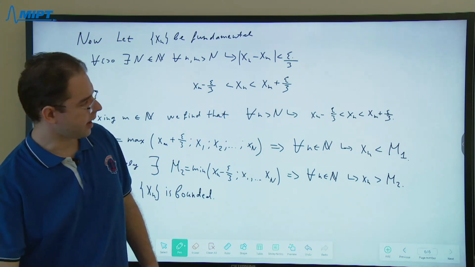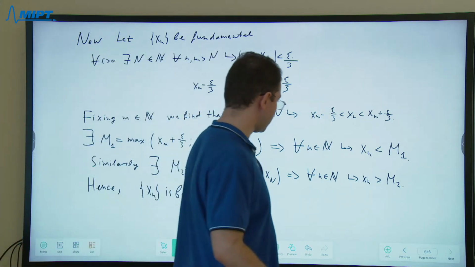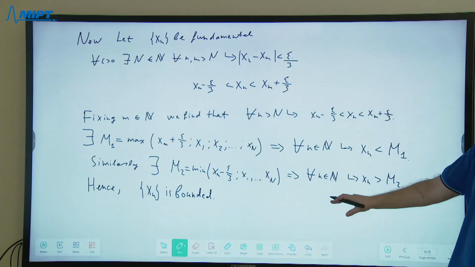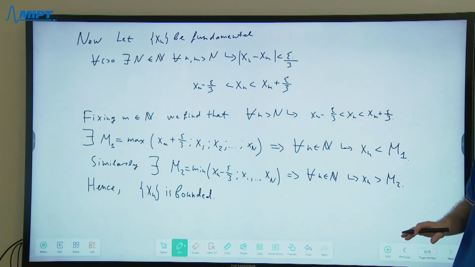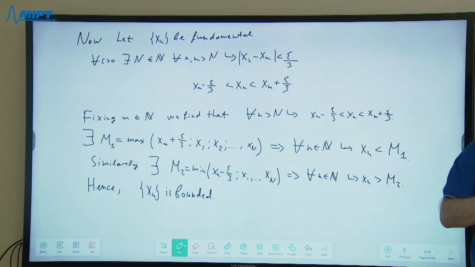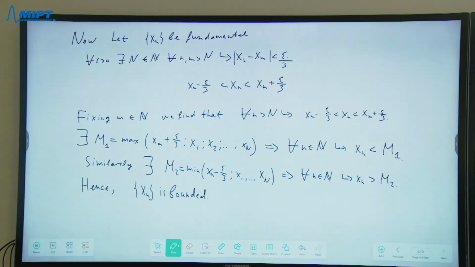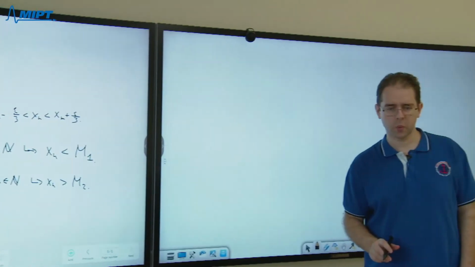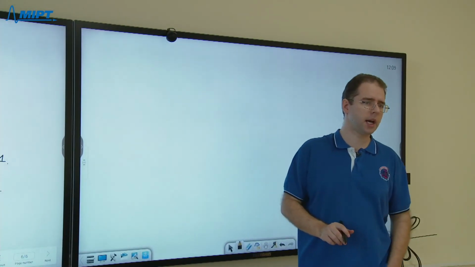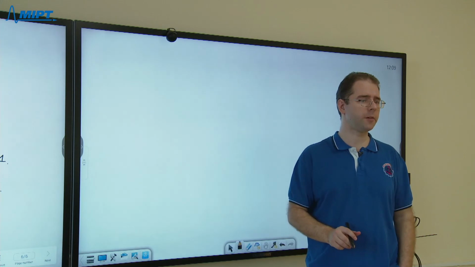Okay, I have proven that this sequence is bounded, but I haven't proven the last step. I don't have enough time for this right now. I will finish it next time. And right now, we still have 1 minute, and I will ask you to do a very small test.